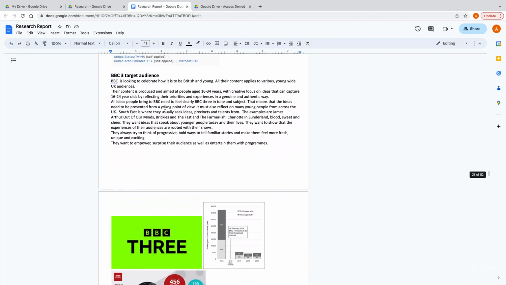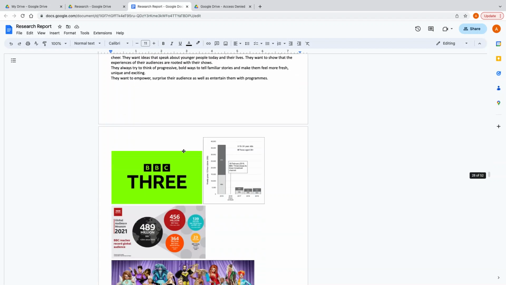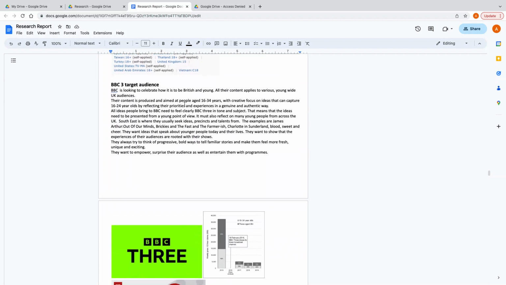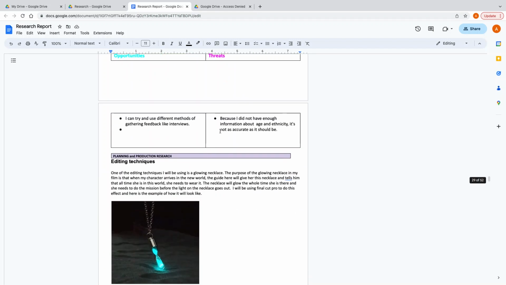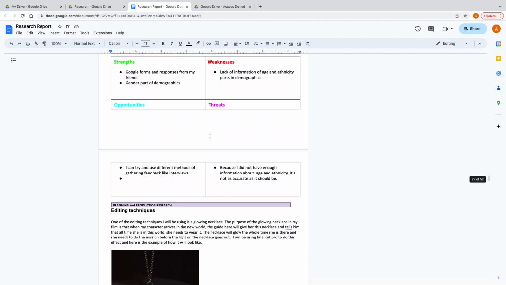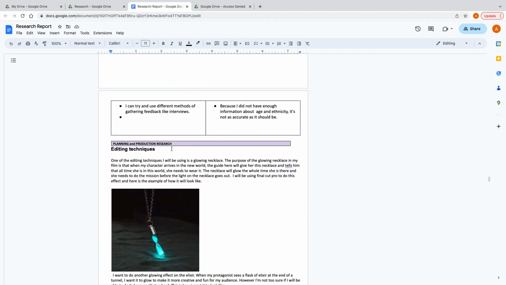I also did research on BBC Three's target audience, which is also similar to mine, and their point of view and everything really helped me. Here's SWOT analysis for it as well. Moving on to the planning and production research.